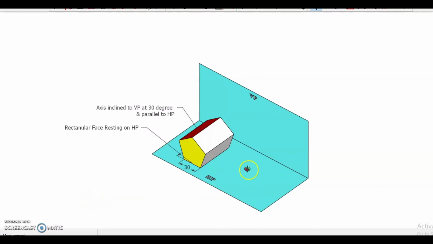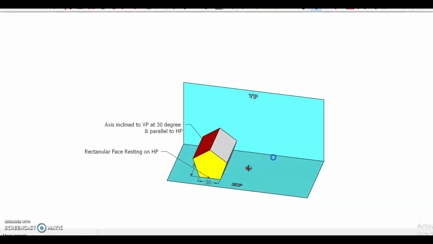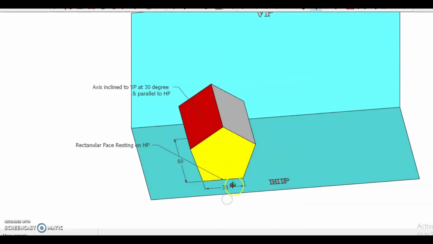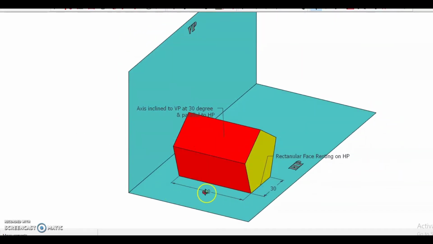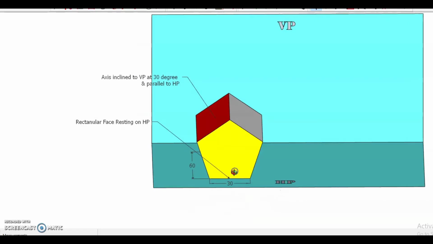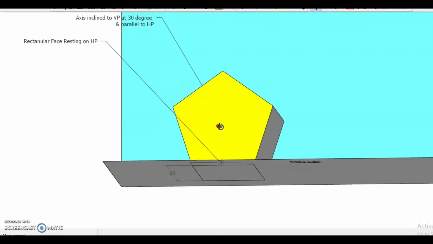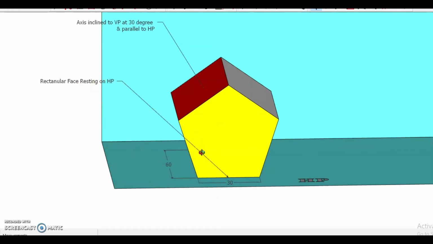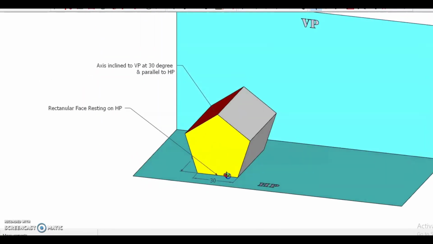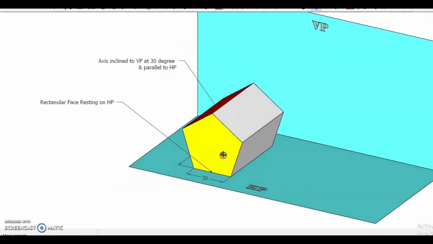Consider a pentagonal prism of which the base side is 30 mm and axis length is 60 mm, which is resting fully on its rectangular face on the horizontal plane. In the final condition, we have to draw the projection when the axis is inclined to VP at 30 degrees, and this axis should be parallel to HP.